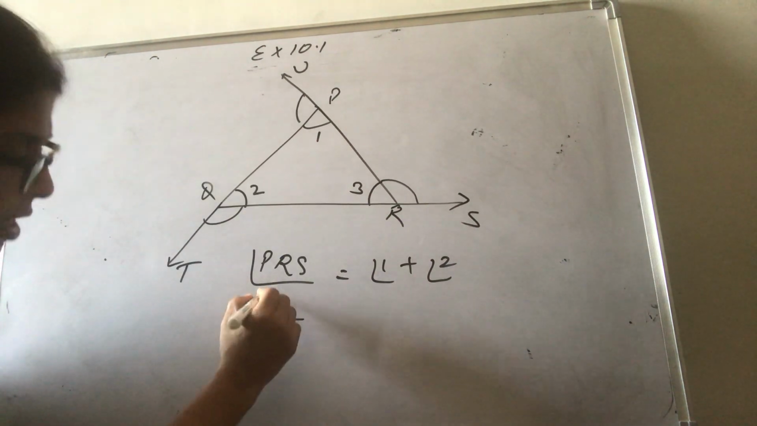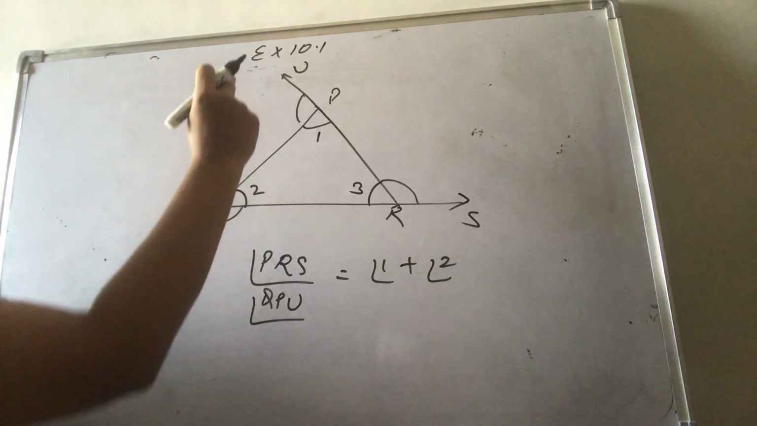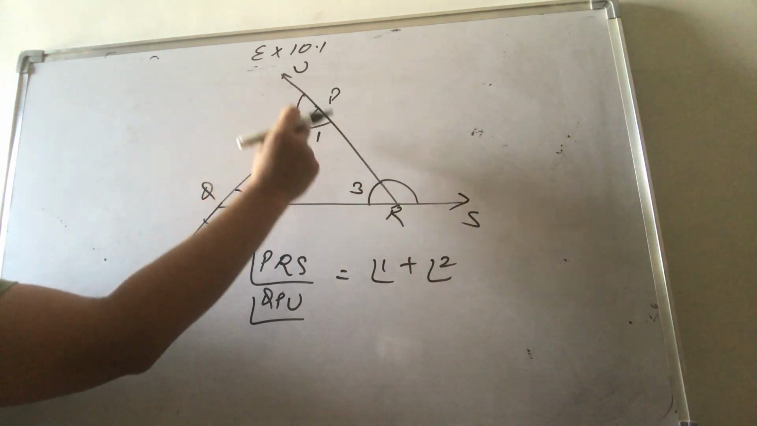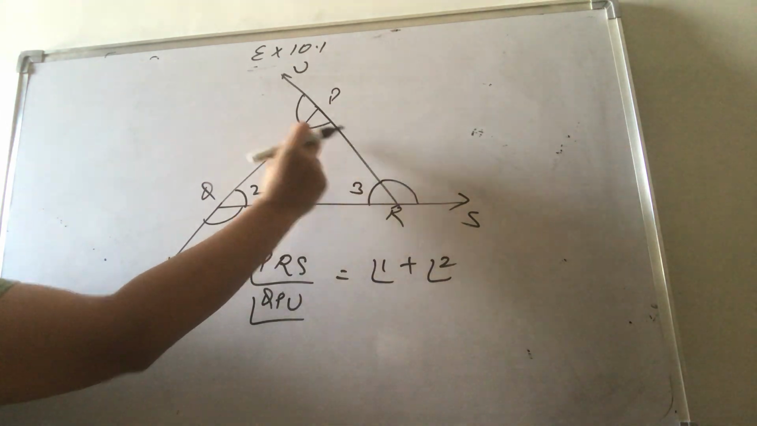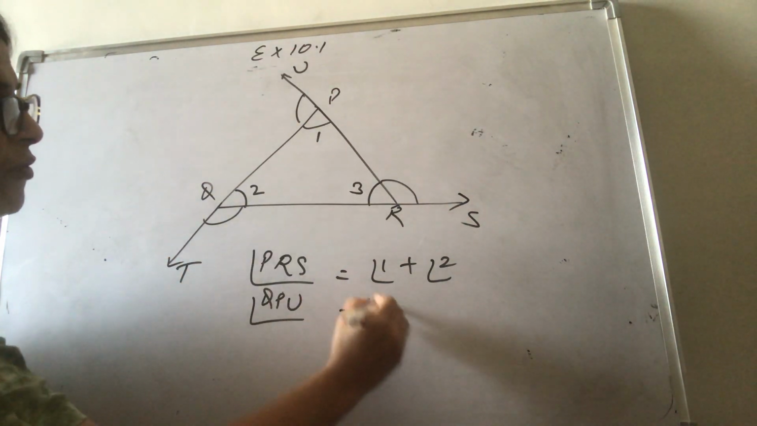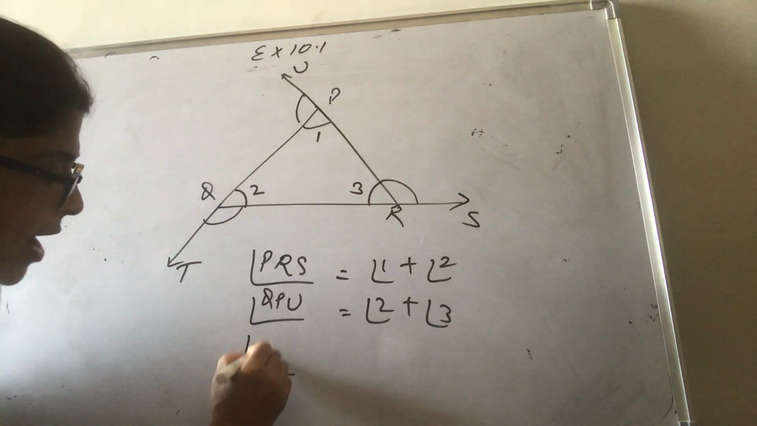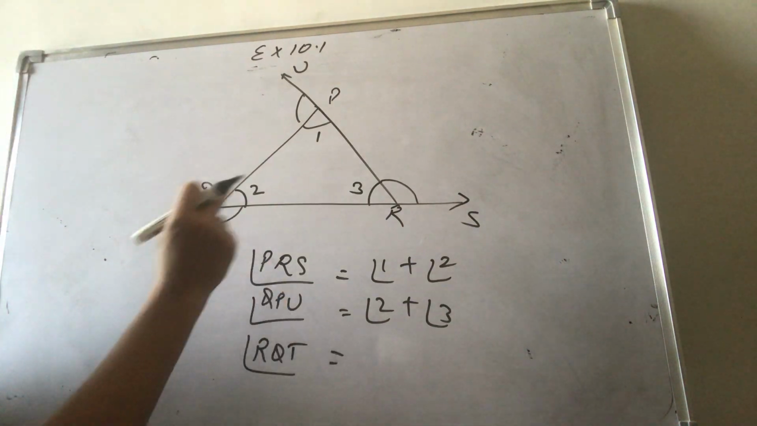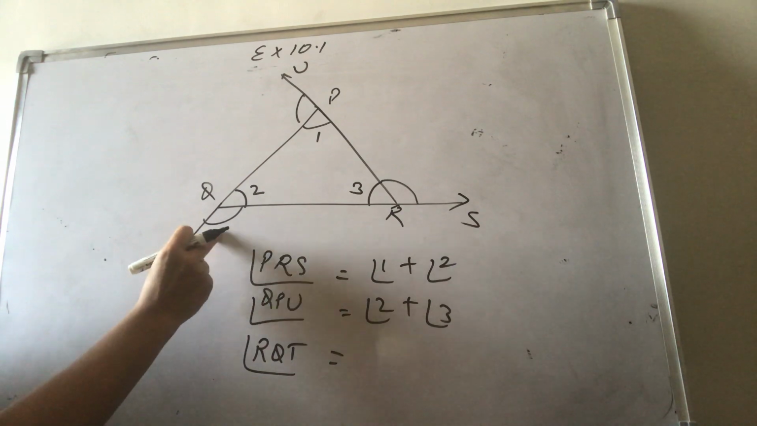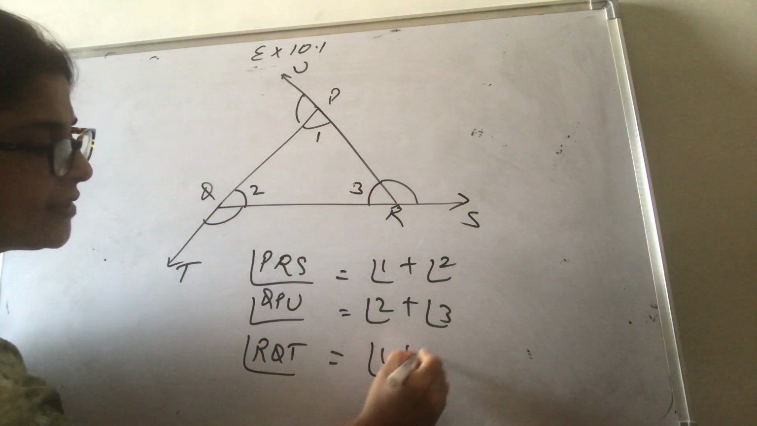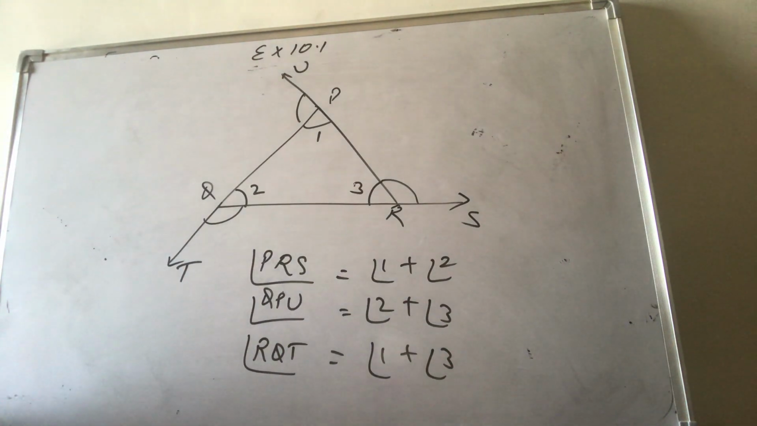Now the next is QPU. QPU, that is the exterior angle. We will not take angle 1 because it is adjacent. We will take 2 and 3. That will be equal to angle 2 plus angle 3. The third is RQT. RQT is the exterior angle. We will not take 2, we will take 1 and 3. That is equal to angle 1 plus angle 3.